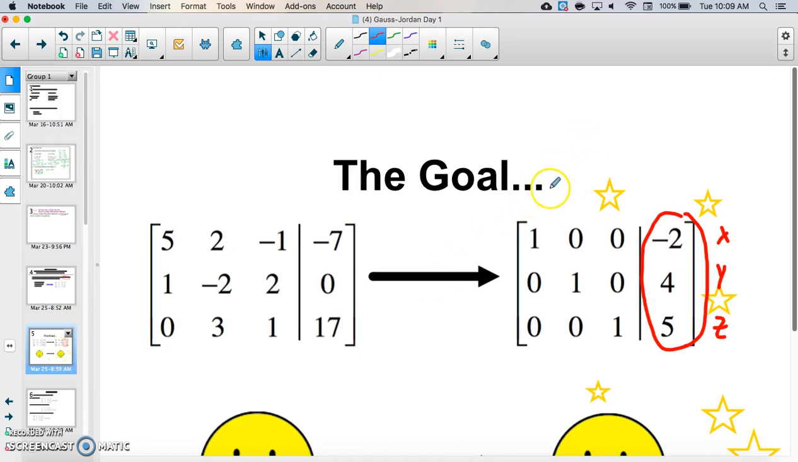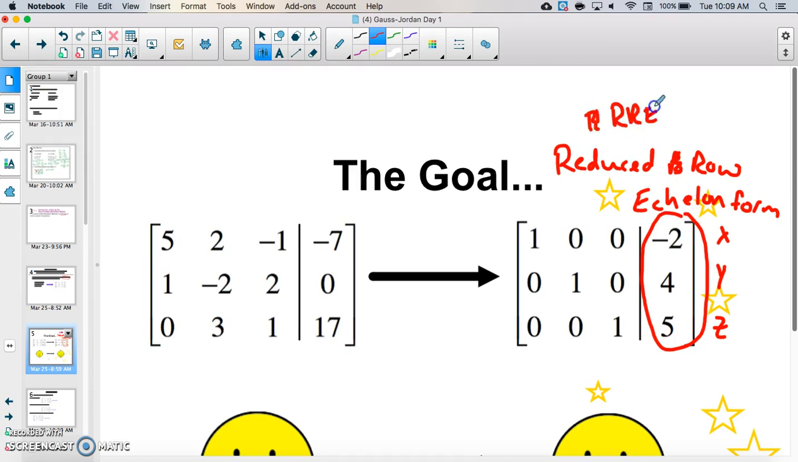This is also called reduced row echelon form. In your calculator, it's going to look like the RREF. So that stands for reduced row echelon form. So a lot of times I just talk about like, you want to RREF that, but really what you're doing is Gauss-Jordan and you're getting that reduced row echelon form.